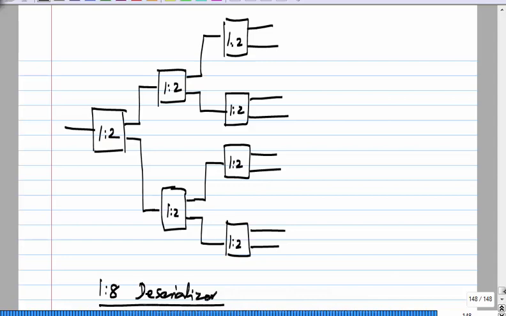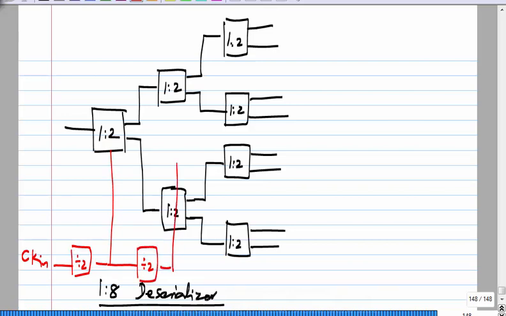As before, you will have the input clock, you have to divide it by 2 and feed it here, divide it further by 2 and feed it to these stages, divide it further by 2 and feed it to those stages and so on, okay. And again, you can work out the order in which the bits come out.